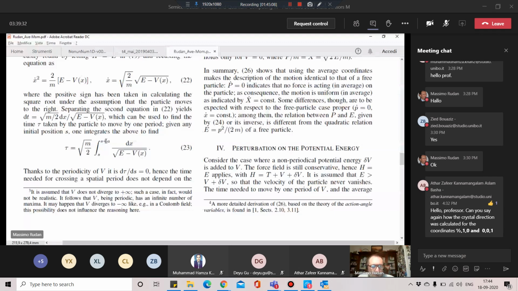So when you calculate this integral, you find immediately that this integral does not depend on S. Okay, it's completely independent of S because V is periodic. Okay, so it's easily calculated. You take the derivative of tau with respect to S and you find 0. Okay, so that means that the time that is necessary for the particle to cross a period of the potential energy does not depend on the initial position of the particle. Okay, it's some time that, in principle, one can calculate.